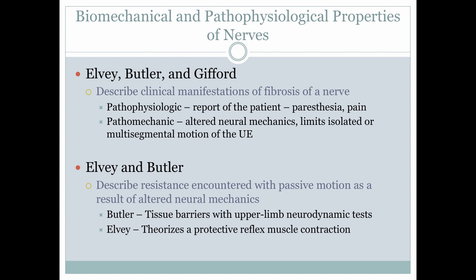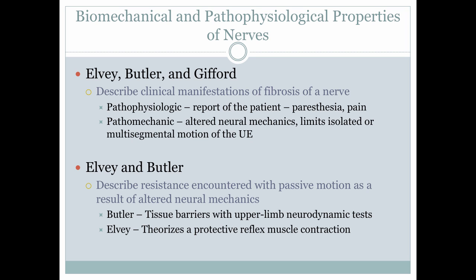L.V. Butler and Gifford describe the process of fibrosis as falling into two different categories. Pathophysiologic manifestations are symptoms reported by the patient, such as paresthesia or pain, whereas pathomechanic manifestations are alterations in the neural mechanics that limit isolated or multi-segmented motion of the upper extremity. And so we could have a manifestation where somebody's having symptoms that the patient is reporting, but also we could have a situation where we're seeing altered movement of a limb because of fibrosis around that nerve.